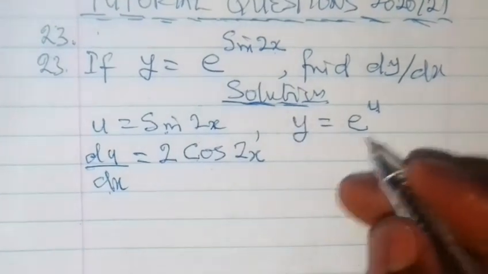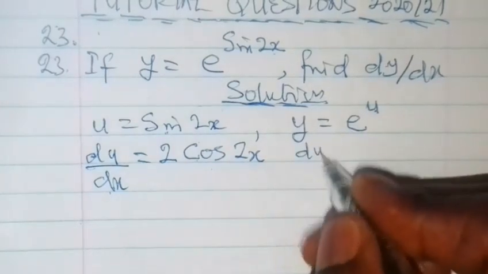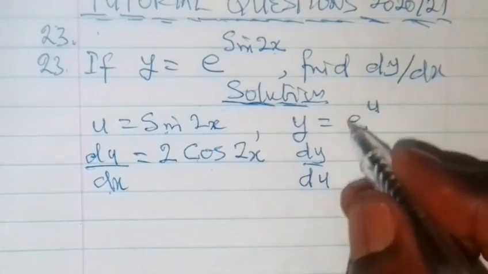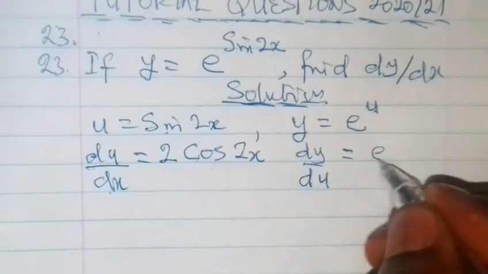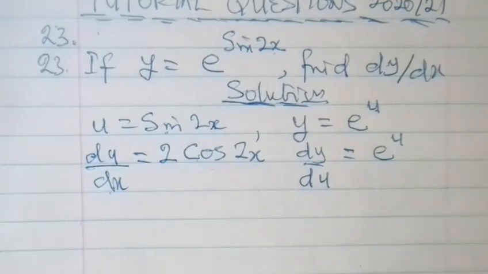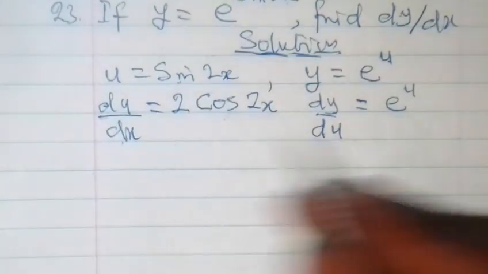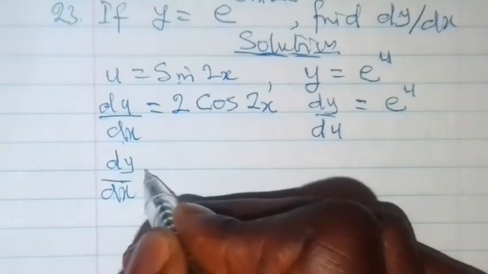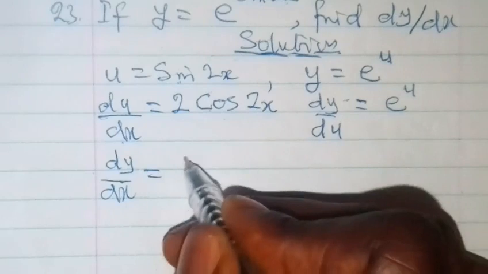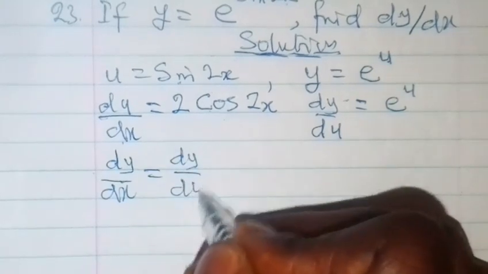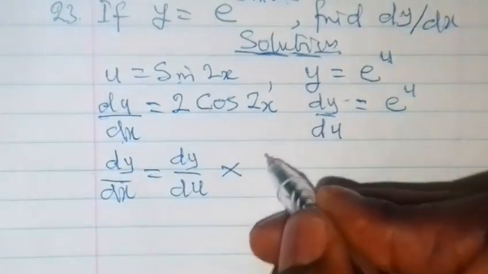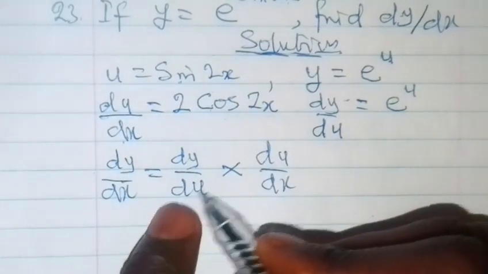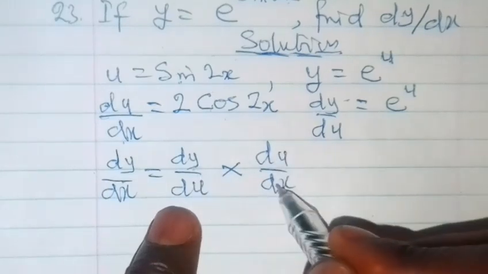Then we come to the other side. Here we have to differentiate dy/du. In this case, if we differentiate what we have here, it is still going to give us the same value, e power u. Now we can bring these two derivatives together to give us our dy/dx, which becomes dy/du multiplied by du/dx. Once again, you can see if we cancel du and du, it's going to give us dy/dx.